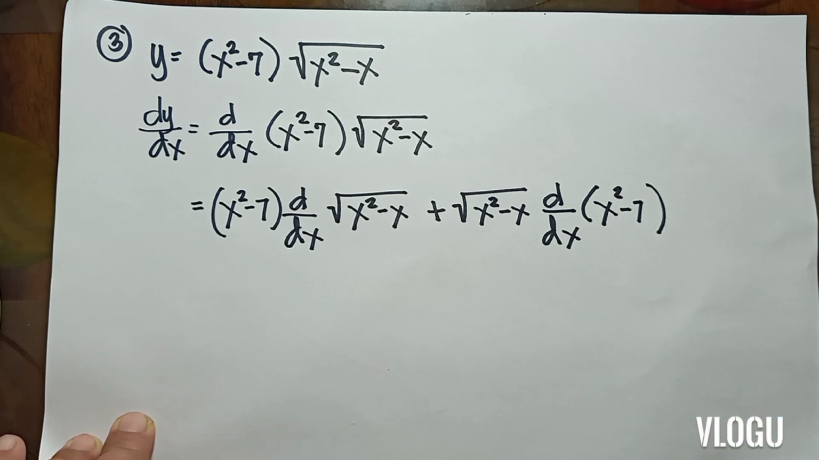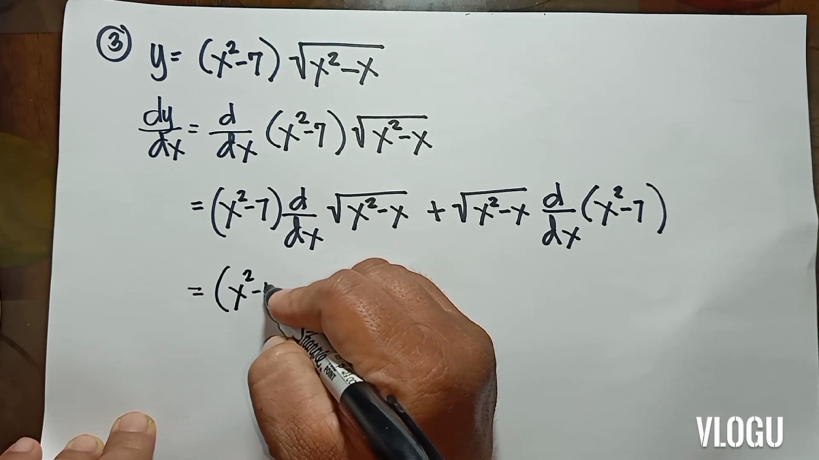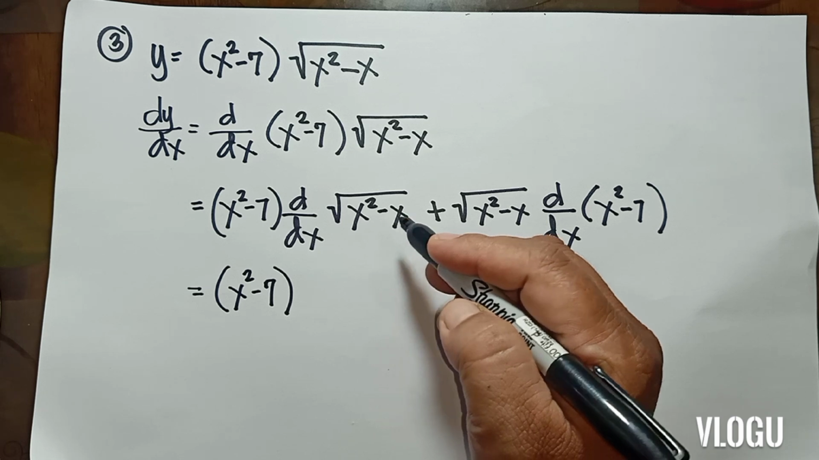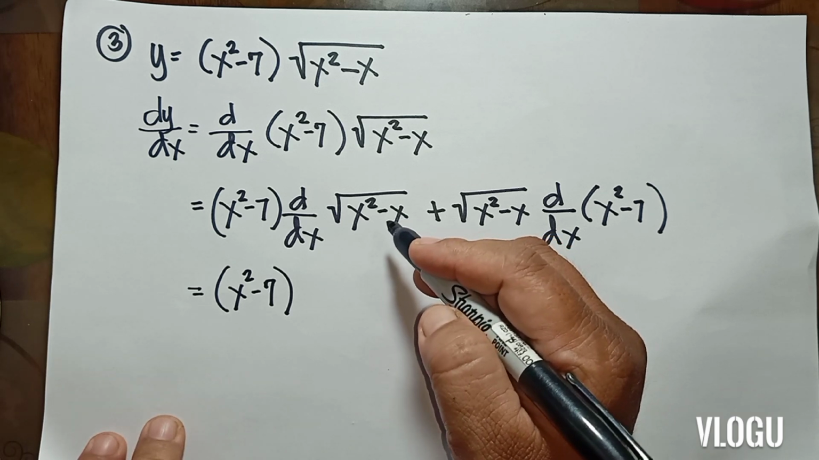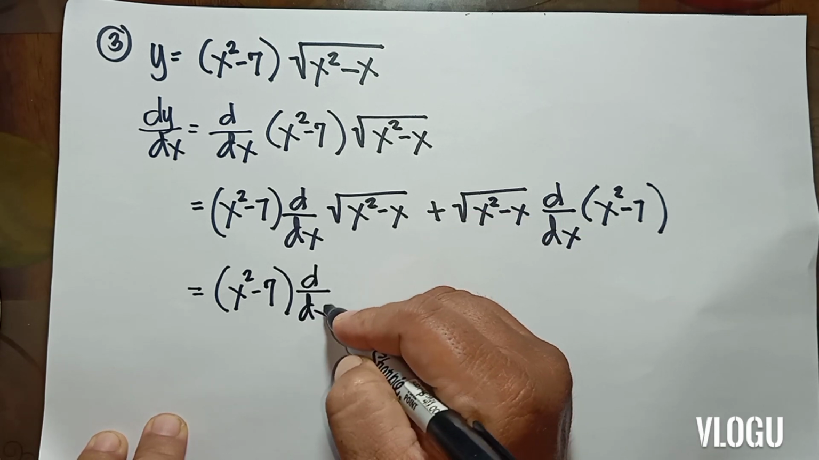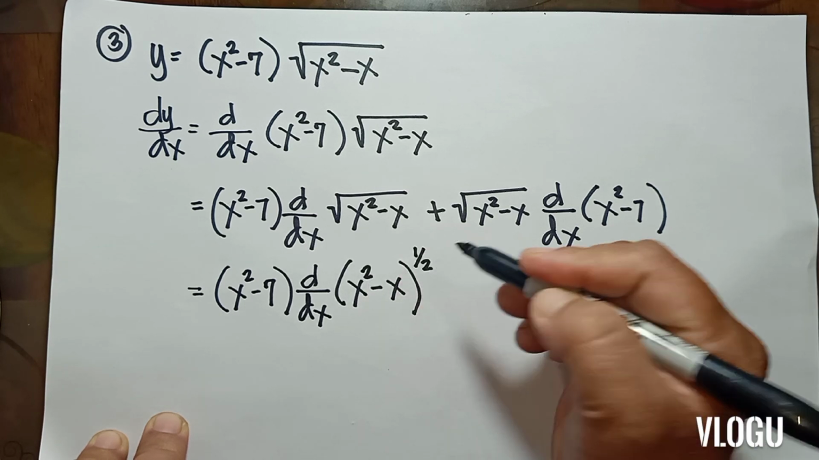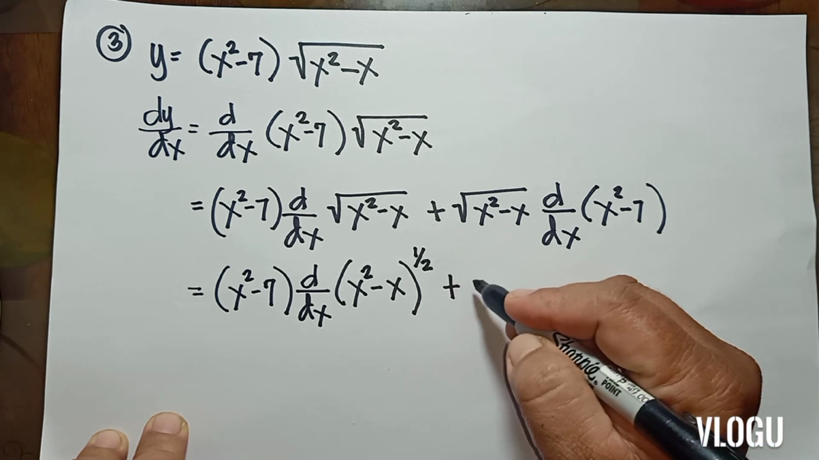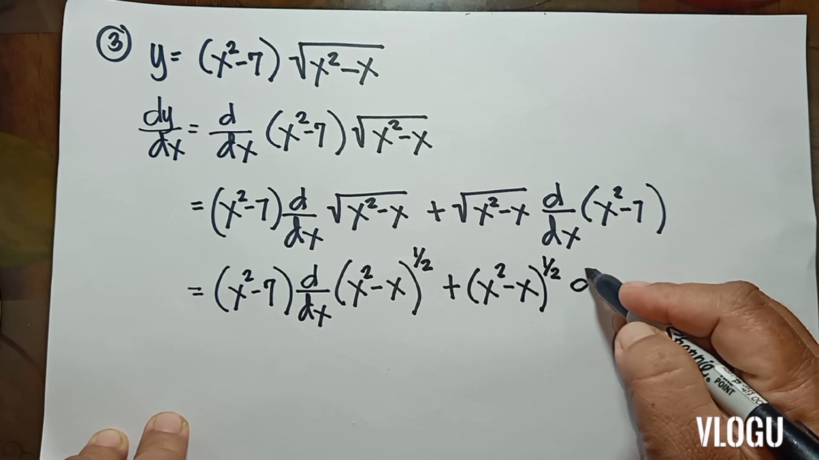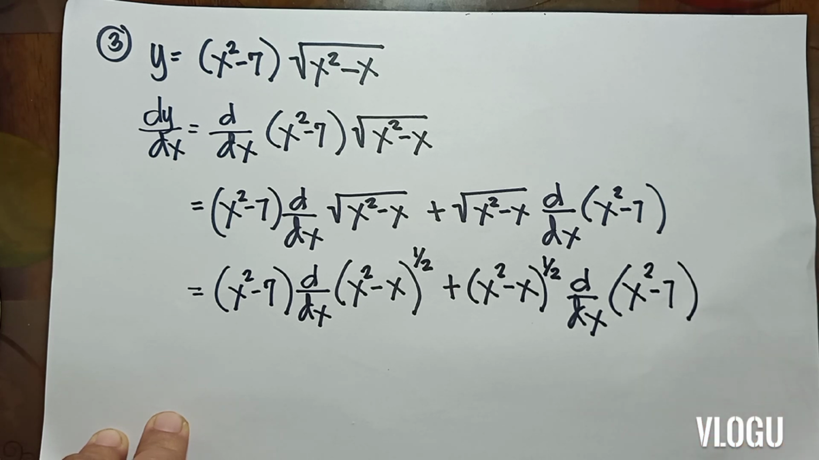Okay. So we will have x squared minus 7. Okay, this one, square root of x squared minus x, that is raised to 1/2. So we will write again. So we will have x squared minus x, that is raised to 1/2, plus x squared minus x, that is raised to 1/2, d dx of x squared minus 7.